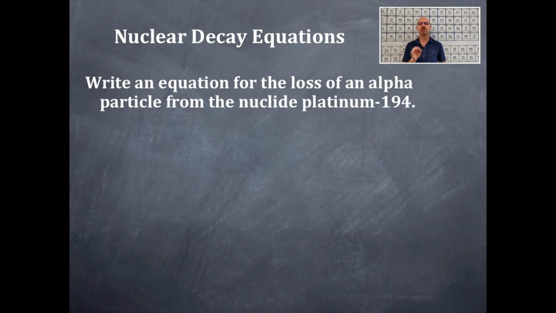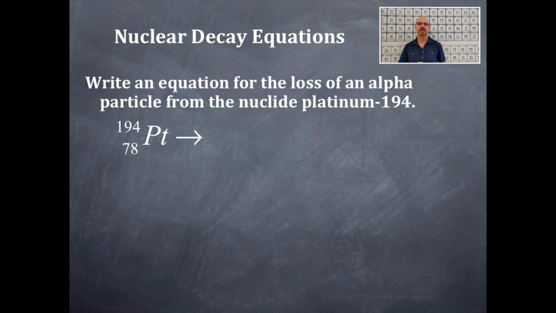So we're going to write an equation for the loss of an alpha particle from the nuclide of platinum-194. This is why you need your periodic table. You're going to look up the atomic mass of about 194, and in that ballpark you should find platinum, that's Pt. Then from that periodic table and that mass, you're going to find the atomic number for platinum, so that you come up with the correct notation for platinum-194.